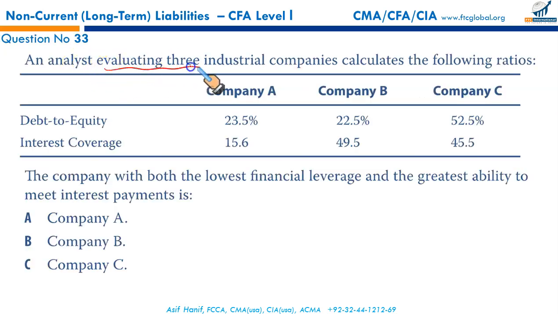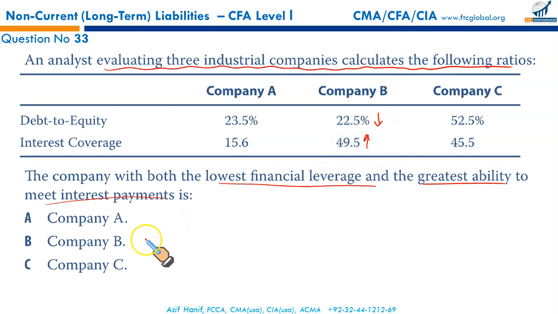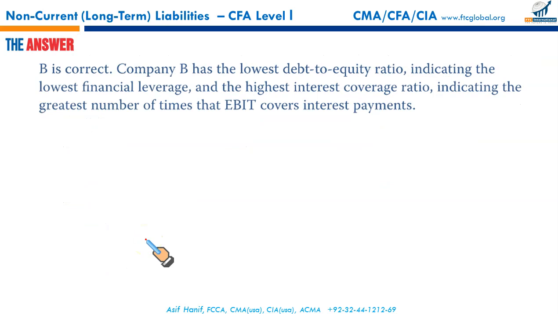An analyst evaluating 3 industrial companies calculates the following ratios: debt to equity for ABC, interest coverage for ABC. Which is the company with both the lowest financial leverage and the greatest ability to meet interest payments? Lowest financial leverage is for company B, and the greatest ability to meet interest payments is B. So this company B has the lowest debt to equity, lowest financial leverage, and at the same time it has the highest interest coverage, so that makes B the correct option.